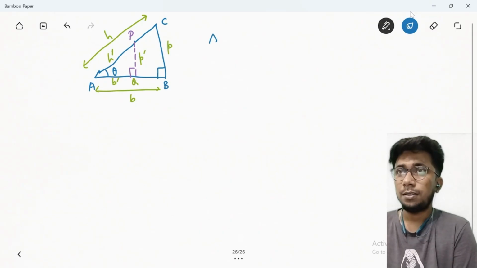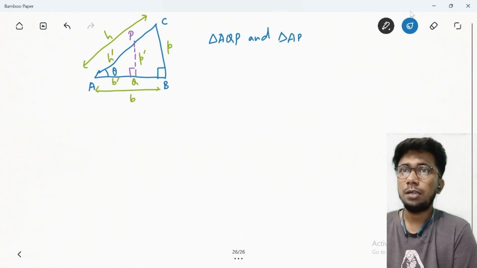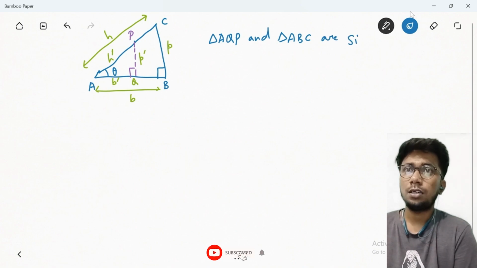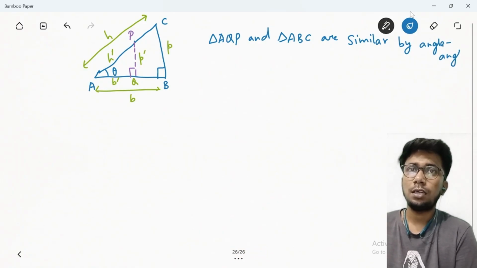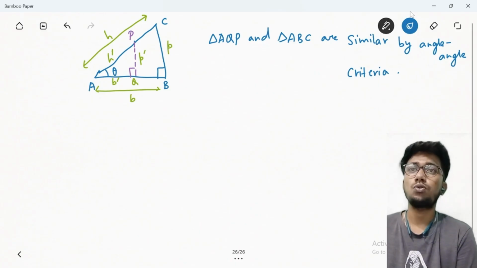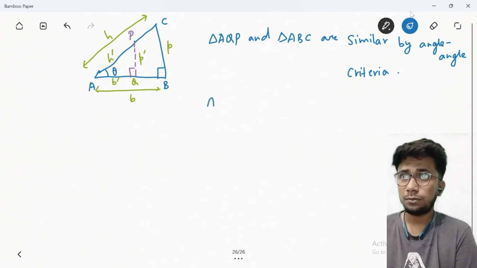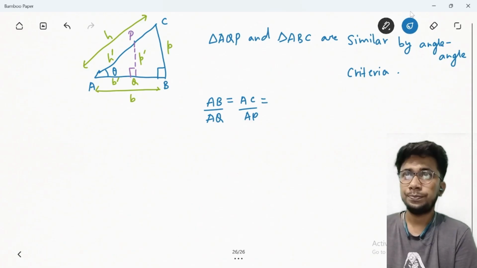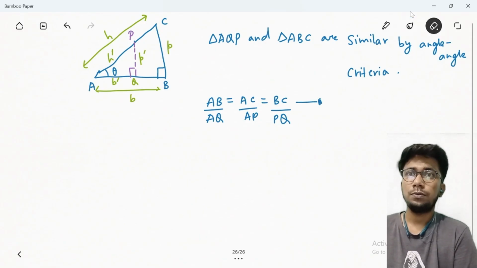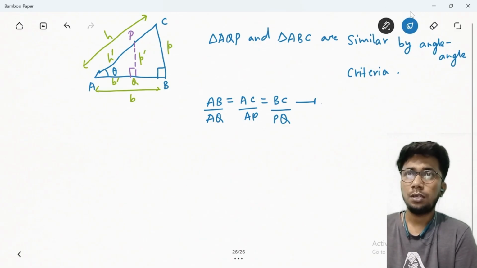Again, we can see that triangle AQP and triangle ABC are similar by angle angle criteria. All right. So again, the ratio of corresponding sides of these two triangles are going to be equal. That means AB upon AQ is equal to AC upon AP is equal to BC upon PQ. All right. Let's say this is equation 1. Let's say this one is equation 2.